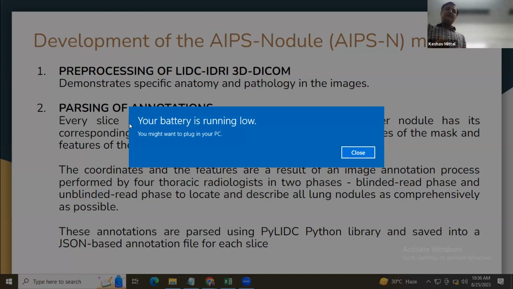So we did these kinds of things. Just a sec, my laptop charging is going down. Give me a second.